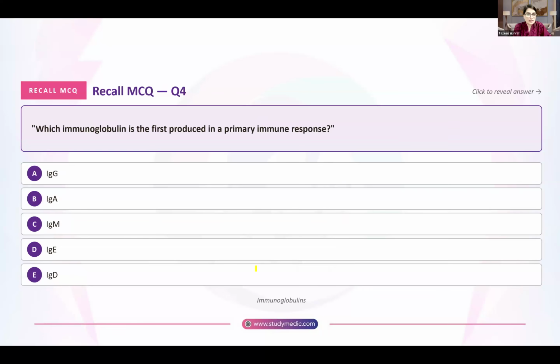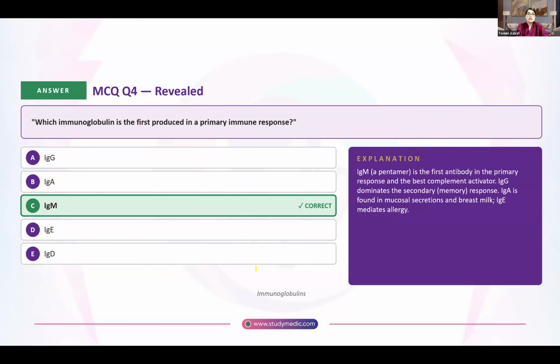Which immunoglobulin is first produced in the primary immune response? Which one is the first one produced in the body as the primary immune response? Whether it is IgG, IgA, IgM, IgE, or IgD. The one which is first produced in a primary immune response is IgM. The one which crosses the placenta is IgG. These are the things which we have to remember.